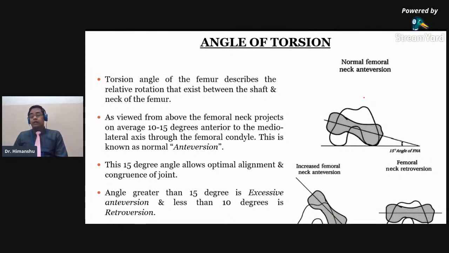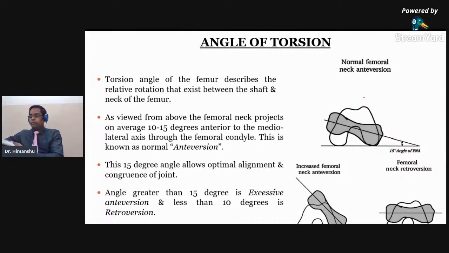Another entity is in the transverse plane, the earlier one was the frontal plane and this one is the transverse plane, the angle of torsion. The torsion tells you how much the inferior or distal end of the femur is rotated with respect to the proximal end. So the torsion angle of the femur describes the relative rotation that exists between the shaft and neck of the femur.